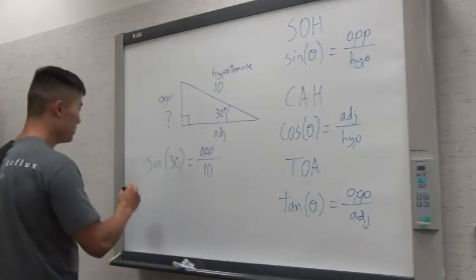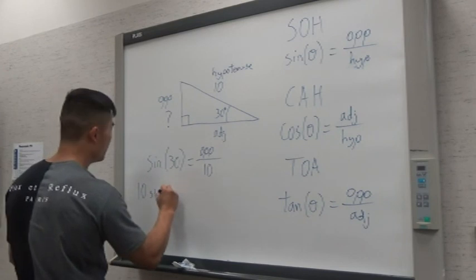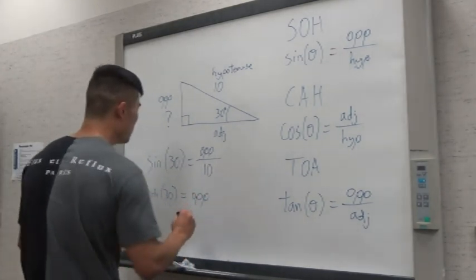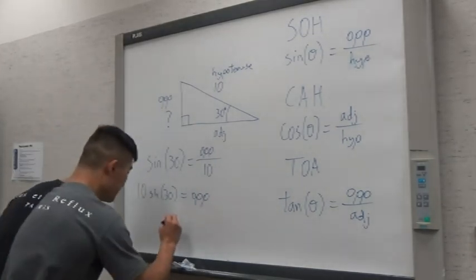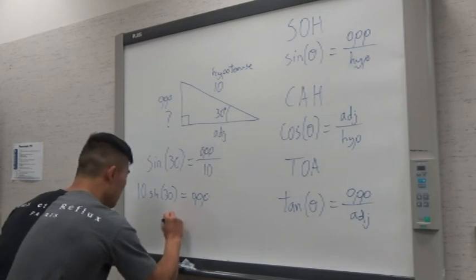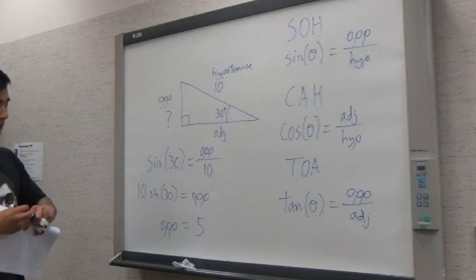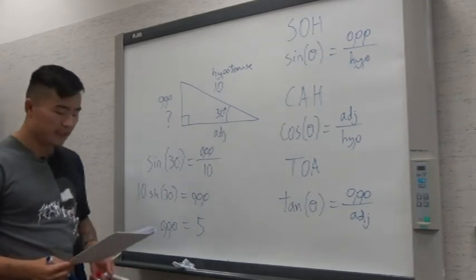So again, multiply both sides by 10. 10 times sine of 30 is equal to the opposite. And if you do that in your calculator, you should get an answer of opposite is equal to 5. Okay? So that's going to be your answer there.